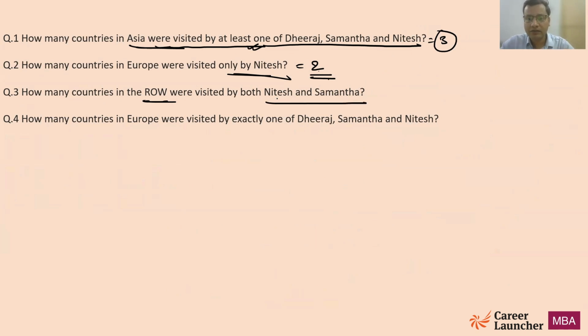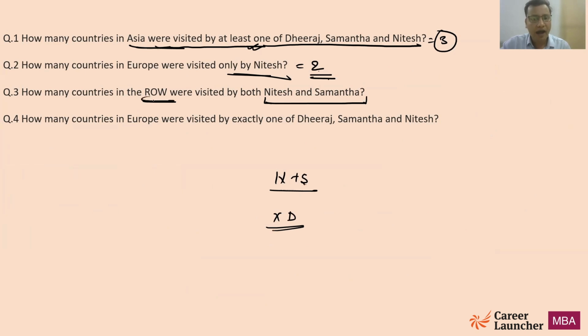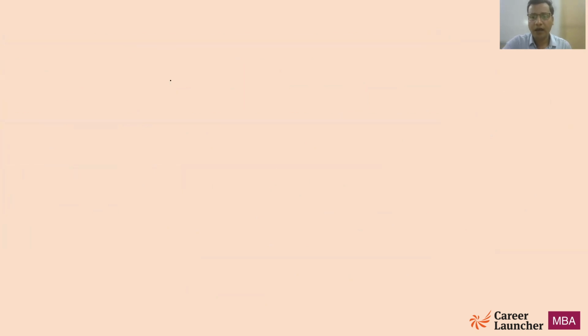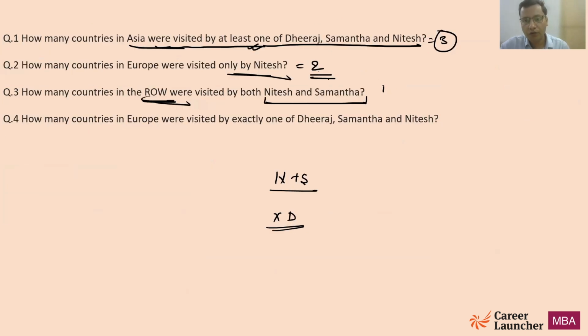Now again, this is a very important and very tricky line. This says Nitesh plus Samantha, but the statement doesn't say not Dheeraj. So this will be the combination of Nitesh and Samantha both, it has to be the combination of this and this. Only Nitesh and Samantha plus all 3. Nitesh and Samantha, all 3. This is what the question says. The question is how many ROW, right? So one ROW is this one, and the other is 3, plus 1 is 4. The correct answer is 4, right?